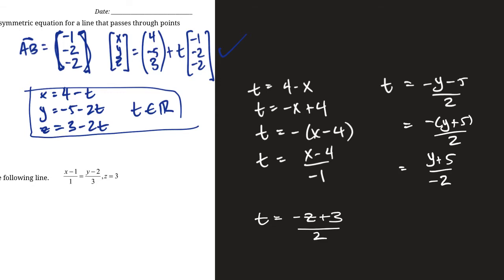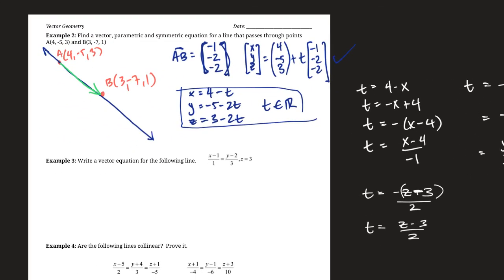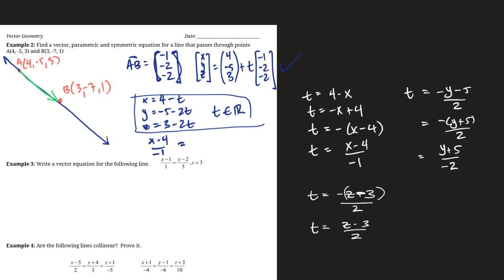And we can factor out that negative, make that a minus sign there, and then move the negative to the denominator. So t equals z minus 3 over 2. So our symmetric form of the equation, going back over here, is just going to be x minus 4 over negative 1 equals, our y was y plus 5 over negative 2, and our z was z minus 3 over 2. Okay, and that is our symmetric form of the equation.